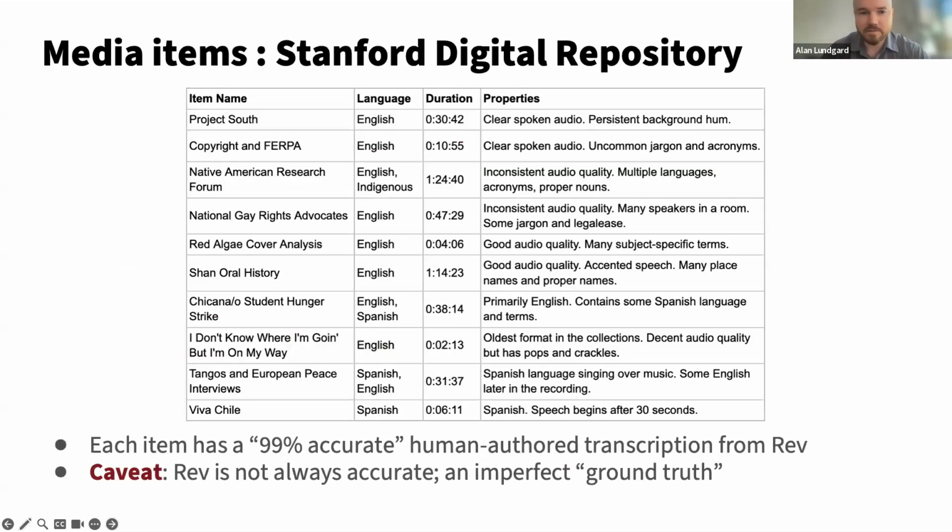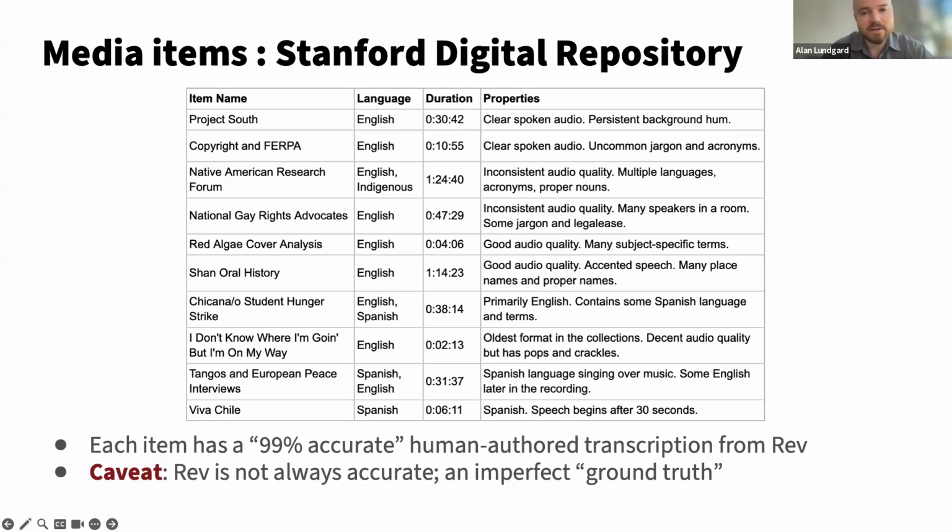So to test these different models and tools, we selected a test set of 10 audiovisual media items from our repository. These are representing diverse qualities, languages, and durations, such as inconsistent audio quality, multilingual speech, content containing acronyms, jargon, proper nouns, music, and so on.